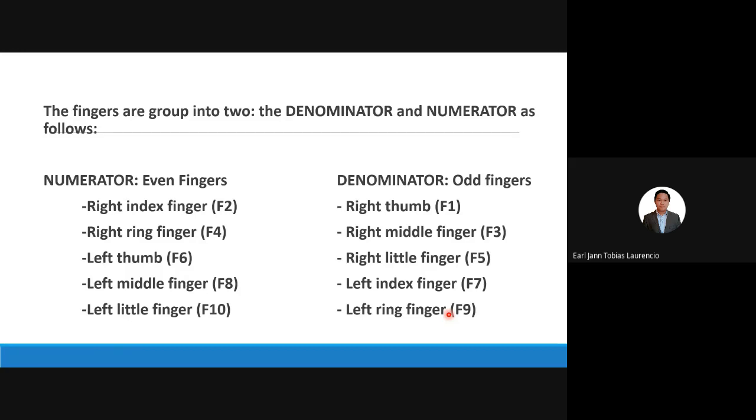O, napakadali naman. Pag even number, numerator agad yan. Pag odd number, denominator kaagad yang daliri na yan. Okay? O, walang mahirap dyan. Okay? Napakadali. Okay, ngayon, mag-compute tayo for example. Okay? So, let's get the primary classification for example.